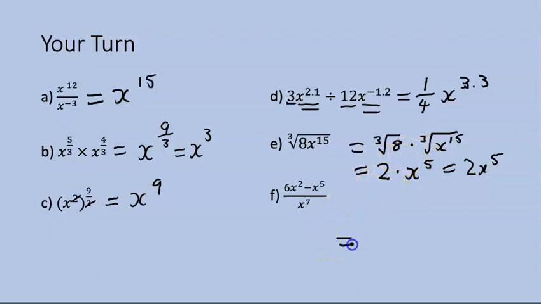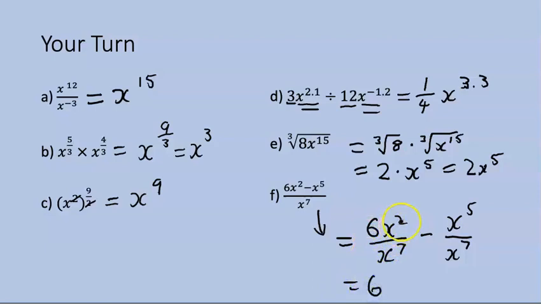Now, for F, I do exactly the same as I did last time. Split them up into the fractions. 6x squared divided by x to the 7. I've got 6, and then 2 take away 7 is minus 5. And then x to the 5 divided by x to the 7 is x to the minus 2.